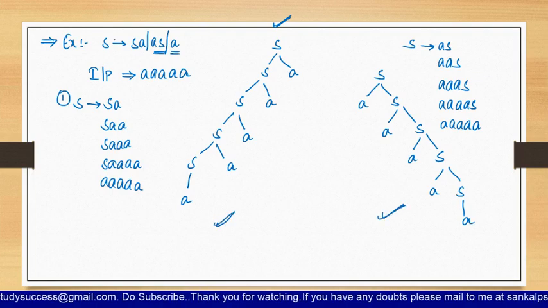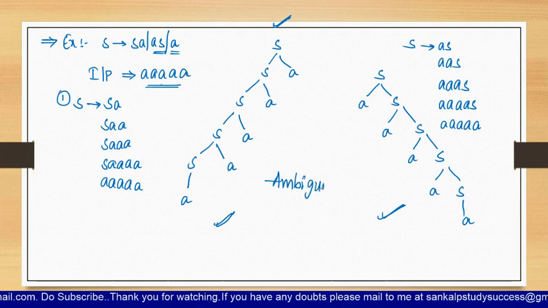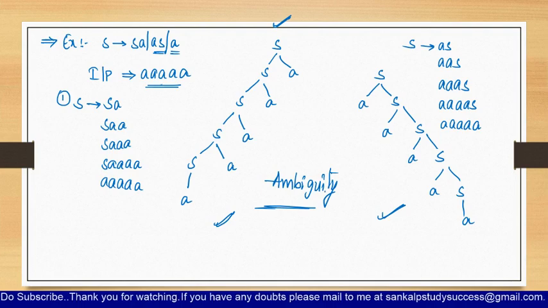That means for the same input string 5 A's, you are getting 2 parse trees, which is nothing but ambiguity in the context free grammar. So this is the ambiguity, where for the same string you are getting more than one parse tree. Again, if you get more than one leftmost derivation or more than one rightmost derivation, that is also considered as ambiguity in context free grammar.